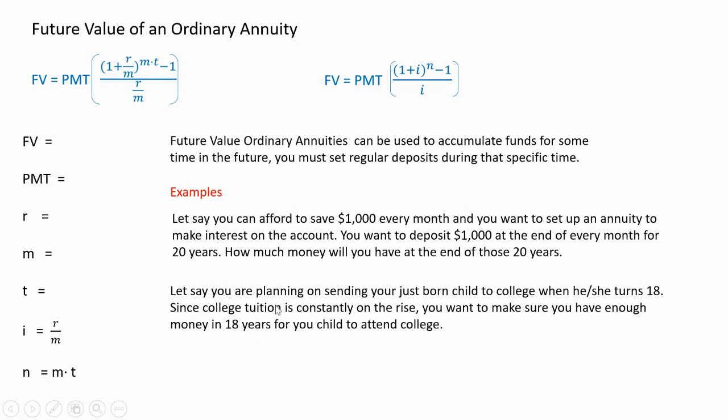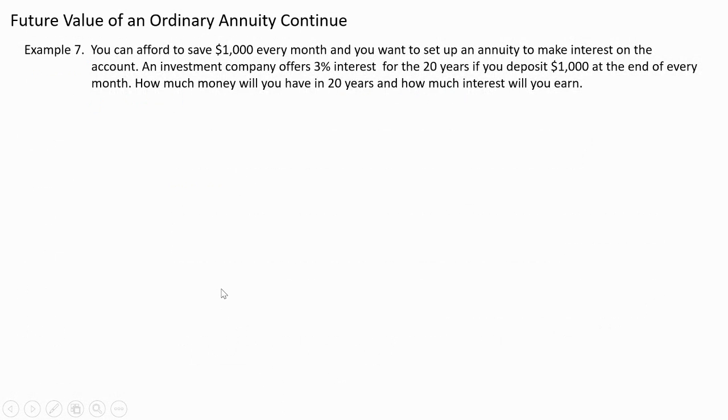And example number 2, let's say you are planning on sending your just born child to college when he or she turns 18. Since college tuition is consistently on the rise, you want to make sure you have enough money in 18 years for your child to attend college. So I'm going to use these examples here. Okay, so here we go. Example 7. You can afford to save $1,000 every month, and you want to set up an annuity to make interest on the account. An investment company offers 3% interest for 20 years, and you deposit $1,000 at the end of every month.